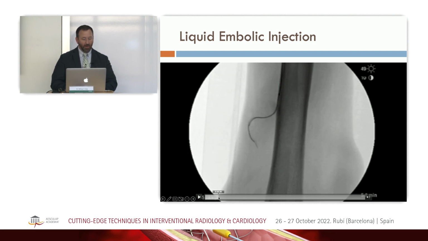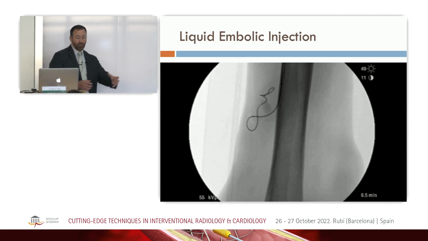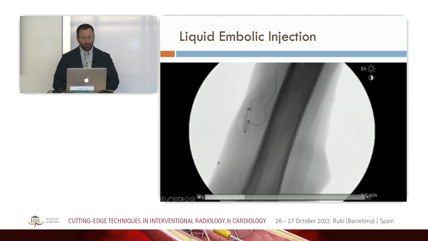Here's the guide wire coming in, and as we're passing it, I'm passing it all the way down so it gets way out into the AVM. I'm trying to get it as far out as possible. Once I have it out into the AVM, I know I should be safe enough to start injecting an embolic. So I'm going to take the wire out, and now I'm going to start injecting.